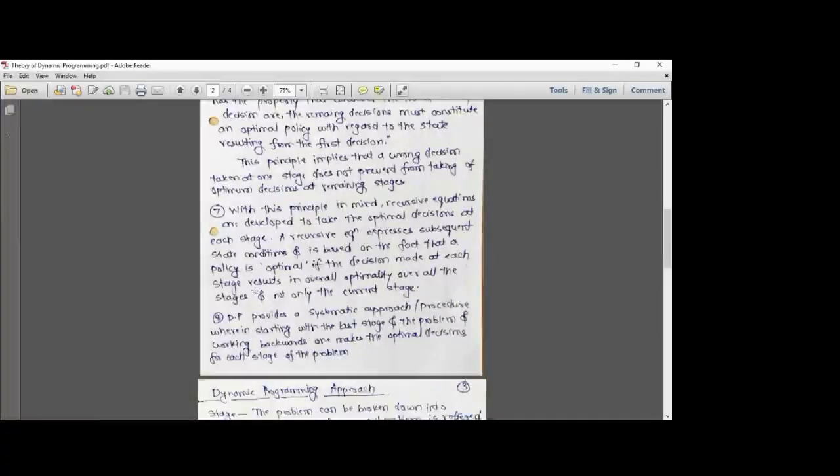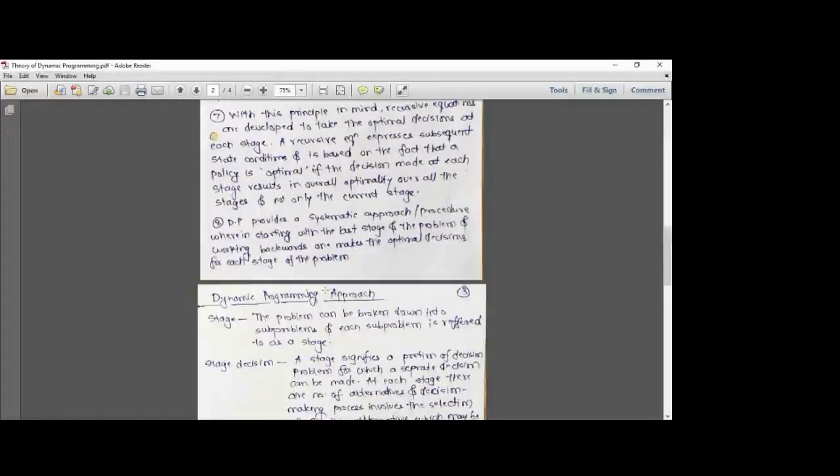So it is not only for the current stage, right? It covers the overall optimality. The recursive function at every stage will cover the overall optimality, and it is not only going to represent the current stage, right? Dynamic programming provides a systematic approach or procedure wherein, starting with the last stage of the problem and working backwards, one makes the optimal decision for each stage of the problem. I'll be explaining this particular point when we solve the numerical.